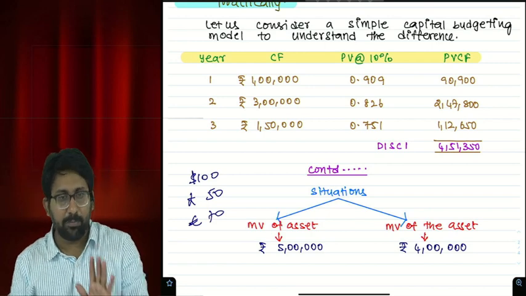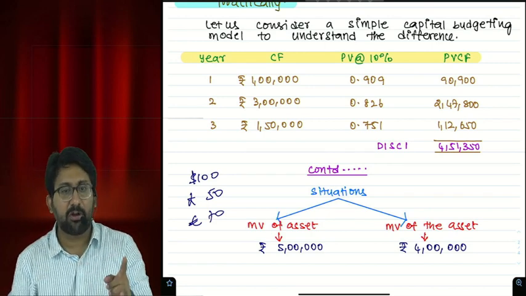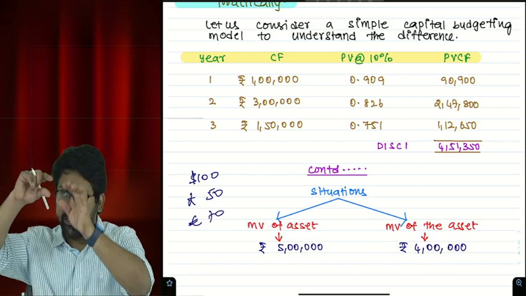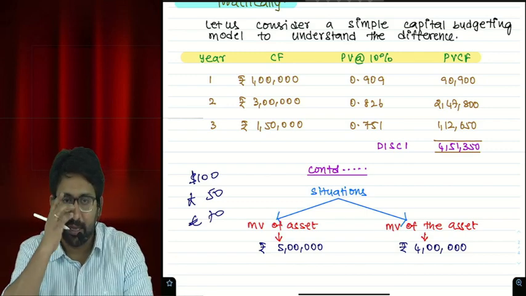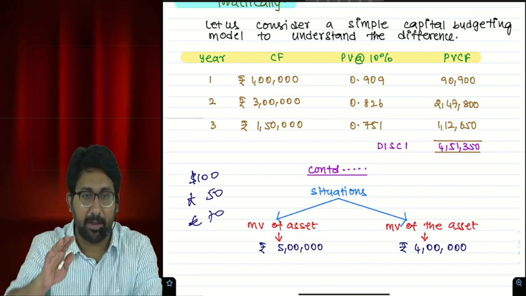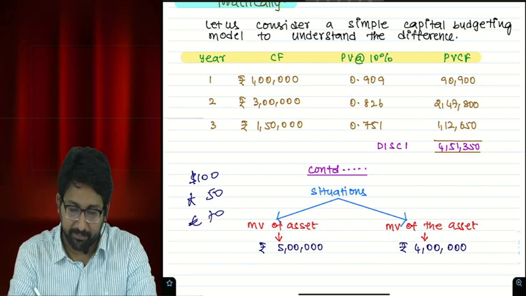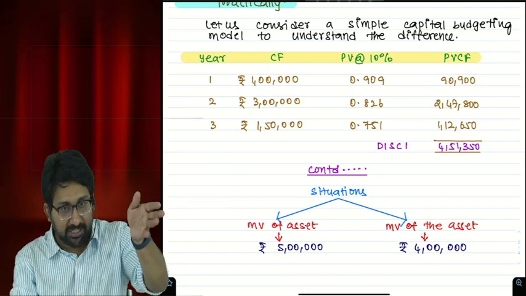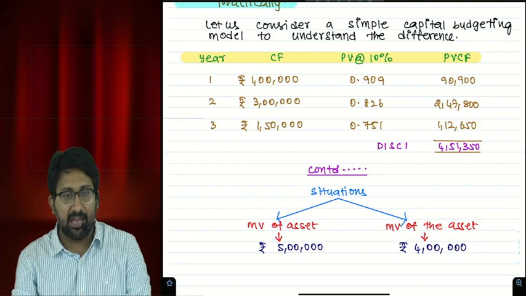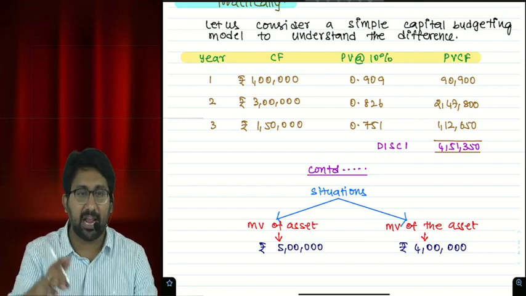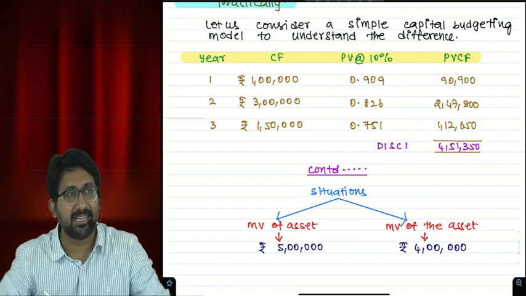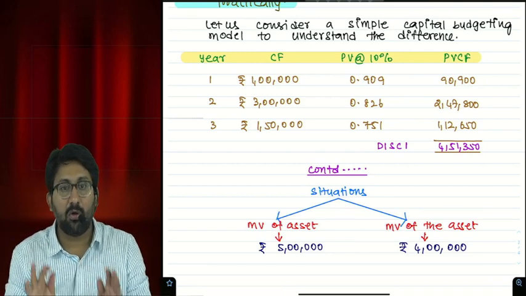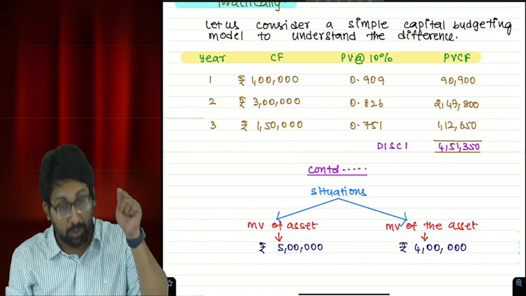Convert all dollars into rupee, all pounds into rupee, all euros into rupee. Or convert all the currencies into dollar or pound or euro. First take one common currency, convert everything into that currency and then compare. That will be the correct comparison. Likewise, 1 lakh belongs to the first year, 3 lakh to the second year, 1,50,000 to the third year cash flow. How can you add them directly and say 5,50,000?